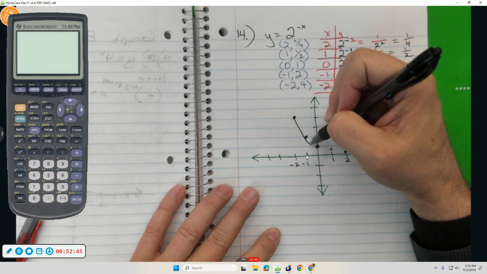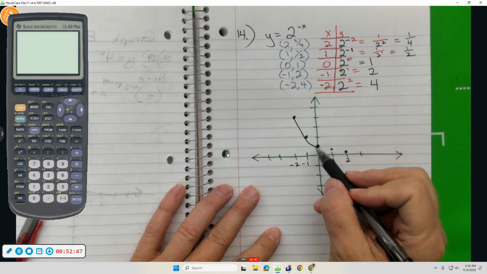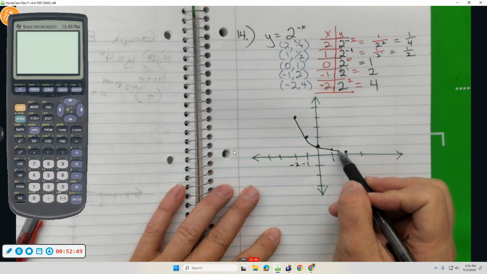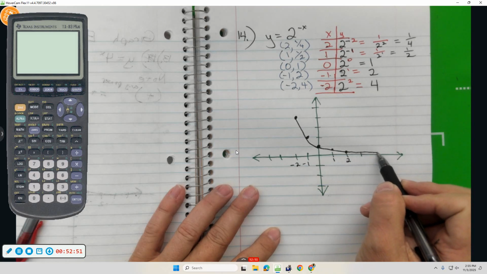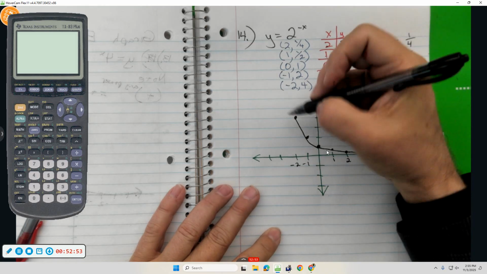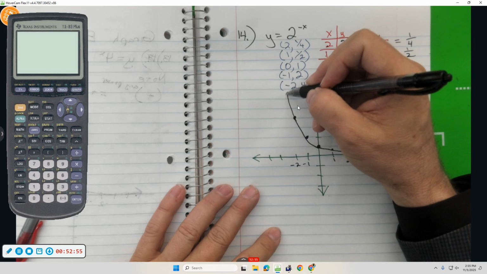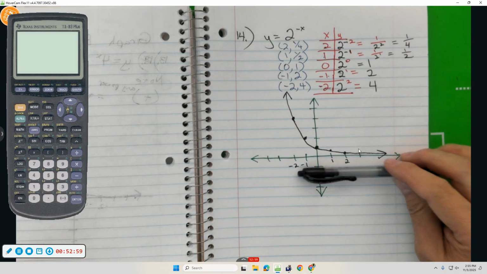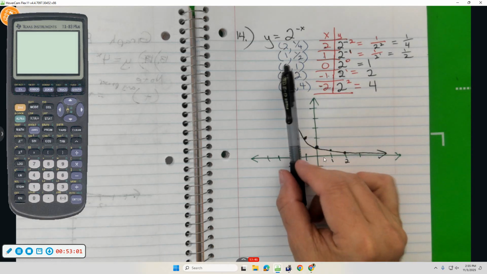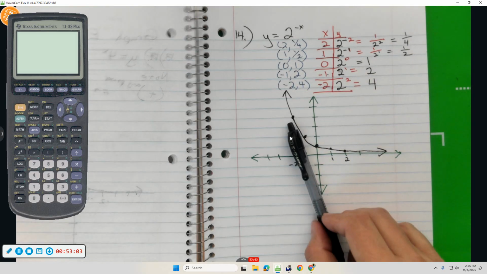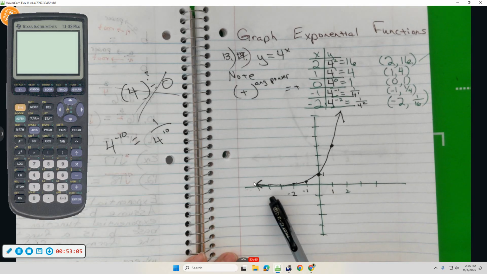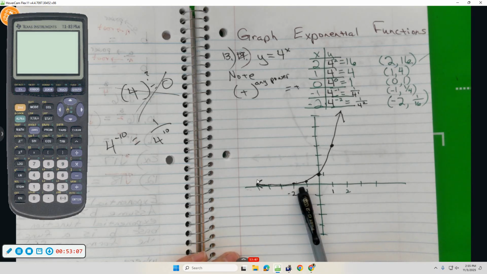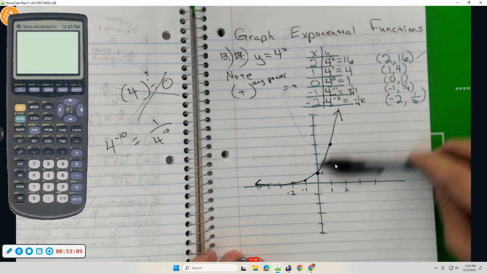It's going down. It hits at the y-intercept (0, 1). But this time you'll see when you're graphing these things, you'll expect one side to be nearly flat and the other side to be extremely steep. And in the first one, the flat side was on the left and the steep side was on the right.